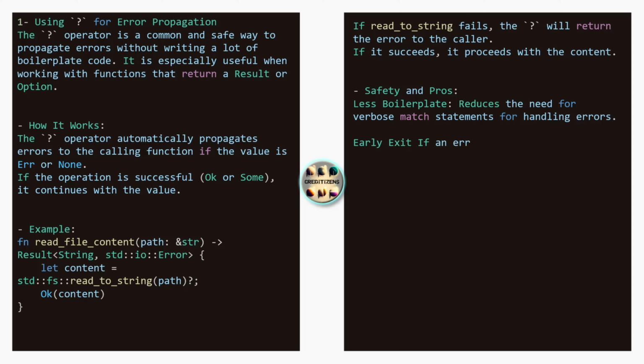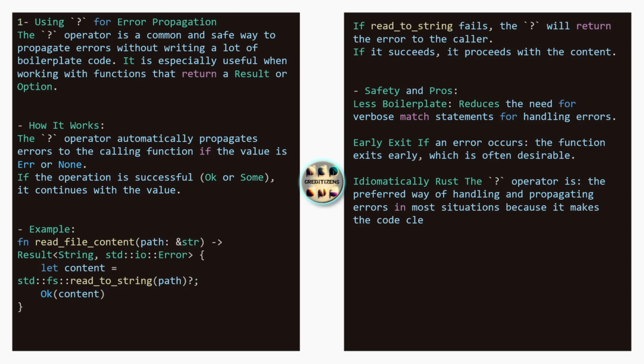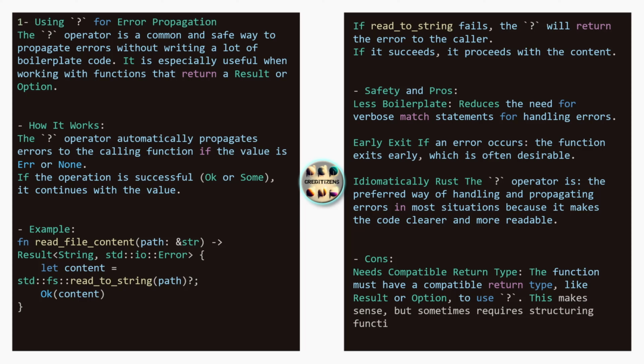Safety and pros: less boilerplate, because it's just a question mark, so it reduces the need for verbose match statements for handling errors. That's the one that we've seen before, match. And also early exit if an error occurs, so the function exits early, which is often desirable. Idiomatically, in Rust, the question mark operator is the preferred way of handling and propagating errors in most situations, because it makes the code cleaner and more readable. It's very easy, just one character.